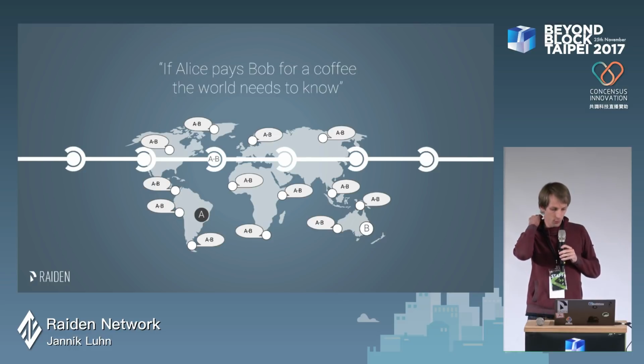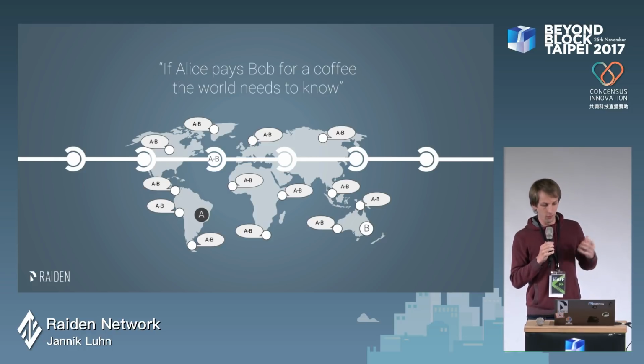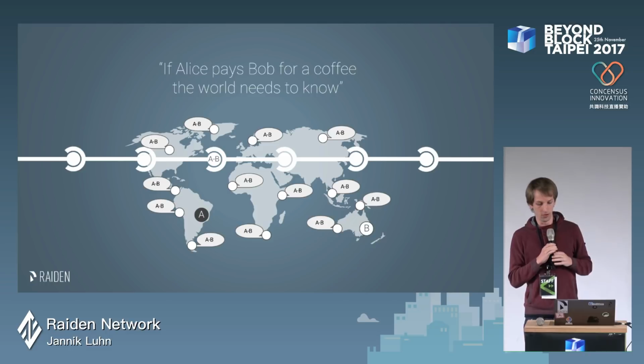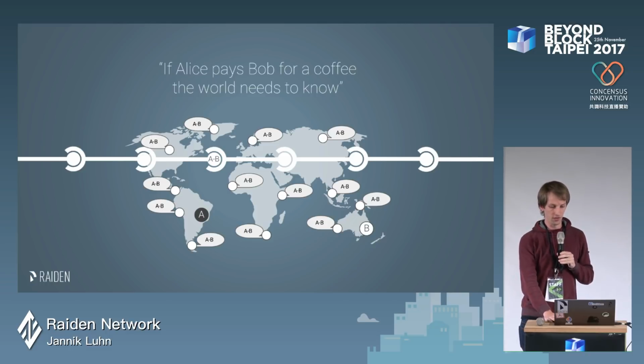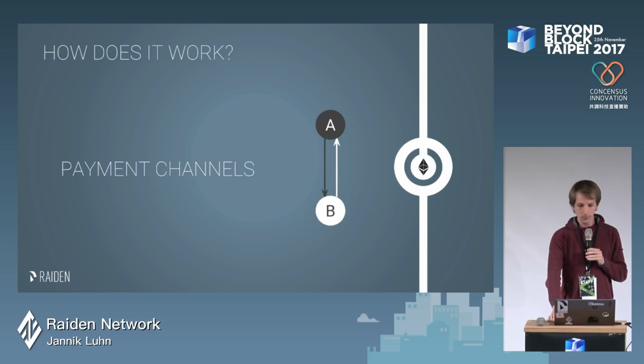And a third problem is finality. This replication process takes time. The network needs to make sure that there are no conflicting transactions, and this process just takes a couple of seconds or minutes, and this is often just too slow for everyday payments. And these are the problems that the Raiden network tries to solve.